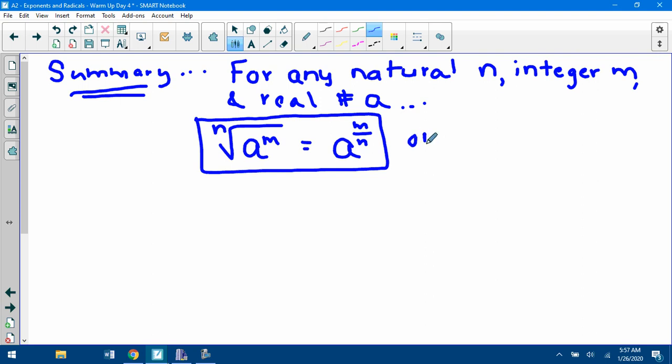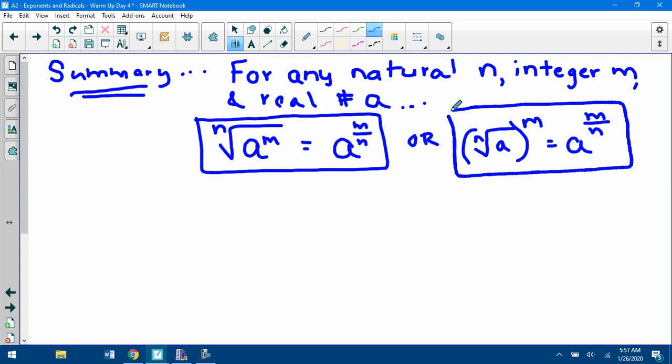Or it actually doesn't matter where this exponent is. It could be on the outside of the radical also. So if you see something like the nth root of a all raised to the m power, that's actually the exact same thing. And I'm not going to prove why, but it does come out to be the same thing. It's a pretty easy proof.